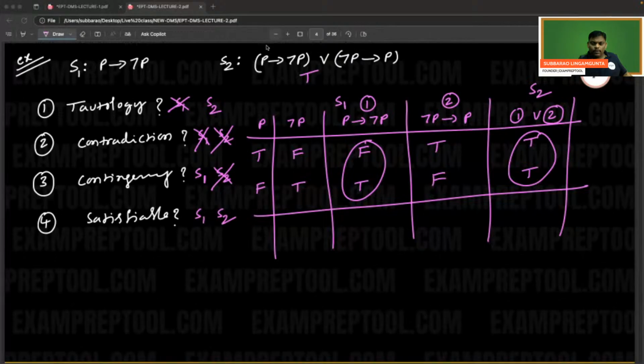Yes. Can we move next? Can we move next? Can we move next?